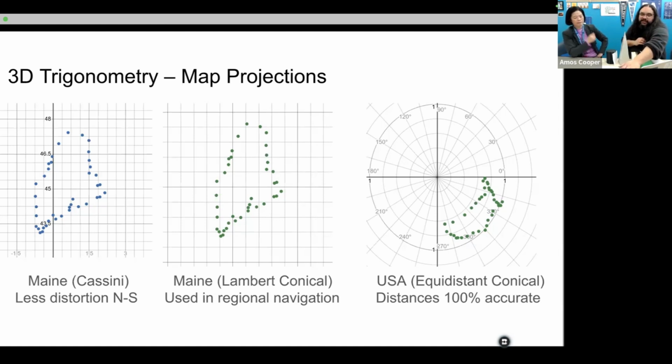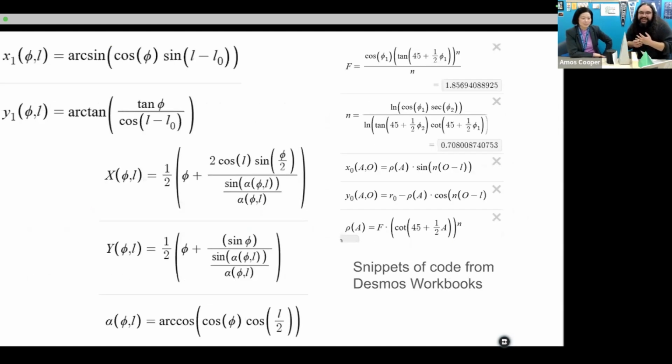Well, behind it, you get all these scary equations. Now, I will say at this point in our curriculum, the students weren't deriving these equations, right? These are already known and named projections. But we were working with Desmos, just a regular old graphing calculator, and trying to test the limits of the function capabilities on Desmos. And so these are just different snippets of code from our Desmos workbooks.